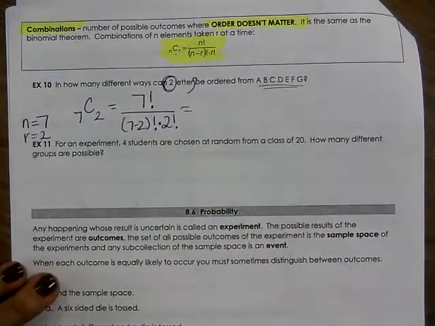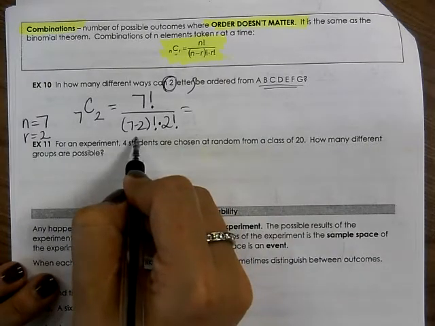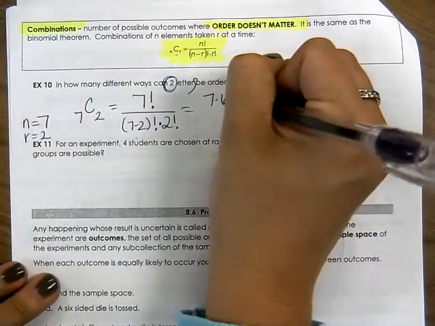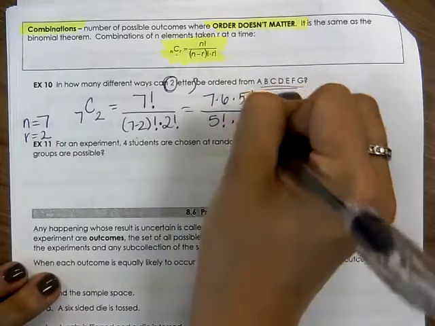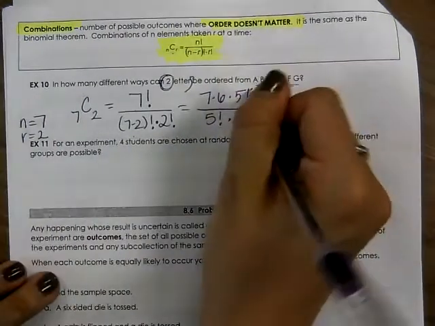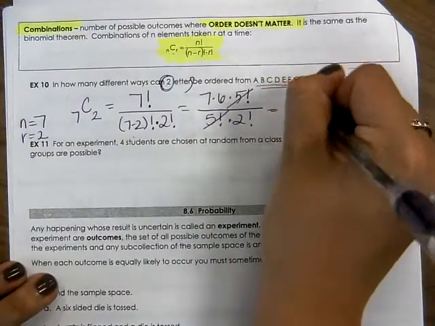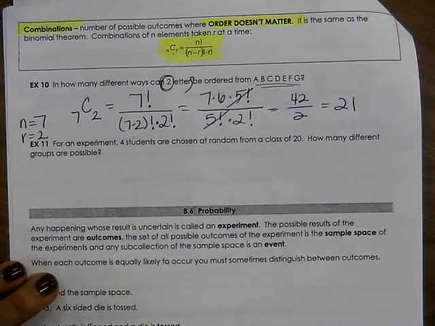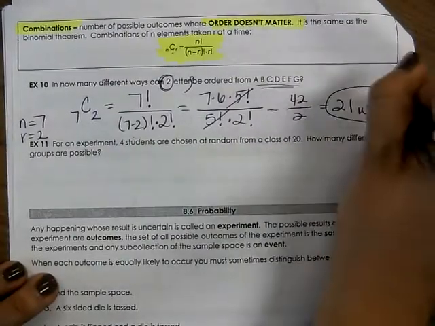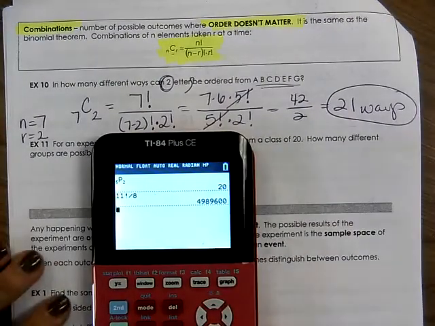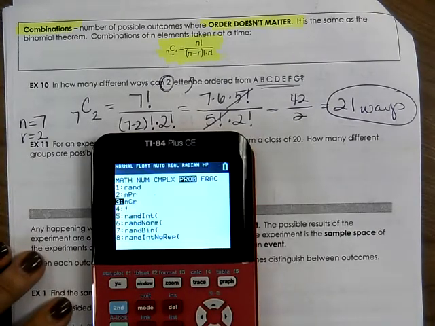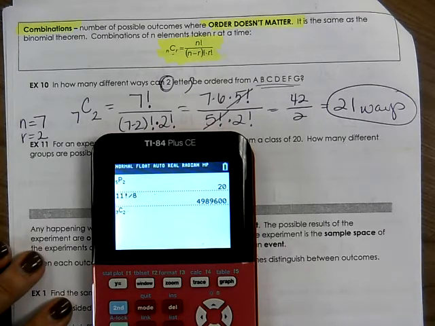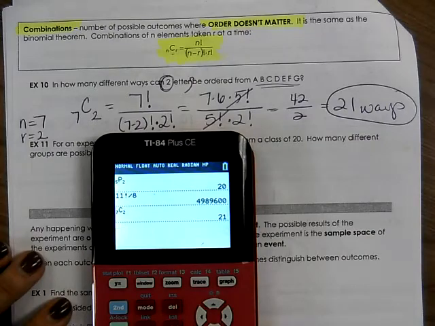Remember, to simplify this, you want to start with the largest number first. So thinking about 7 factorial, I want to get it down to a 5 factorial to cancel if I can, which is possible. 7 times 6 times 5 factorial over 5 factorial times 2 factorial. All right, we cancel our 5 factorials. We get 42 divided by 2, giving us 21. Now, if you were to do this in the calculator, you would just type in 7, math, arrow over to probability, choose the nCr option, and then we're choosing 2 of those. We get 21. Okay?